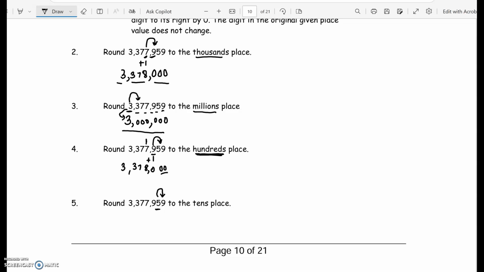Now the tens place. 5 is in the tens place. 1 place value to the right tells us to round up, which means add a 1 to 5. The 9 becomes 0. The 5 becomes a 6. There is no carrying over. And it's 377. So it's 3,377,960.